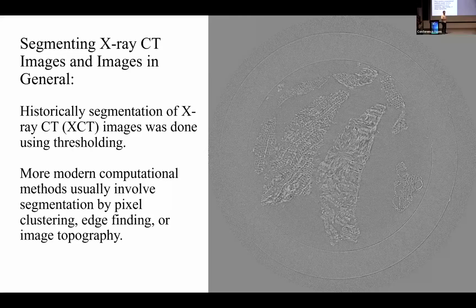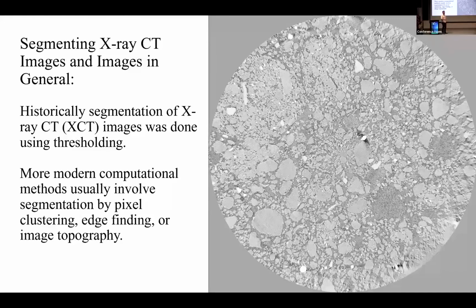For more complex things, there are more modern computational methods for segmentation, including pixel clustering, edge finding, or image topography, like watershed segmentation. But those types of things would struggle with this more complex image. So this is a soil column. I'm a soil scientist, so I'm going to show you lots of pictures of soils. That's what I'm into. And there's biochar actually in this soil column.